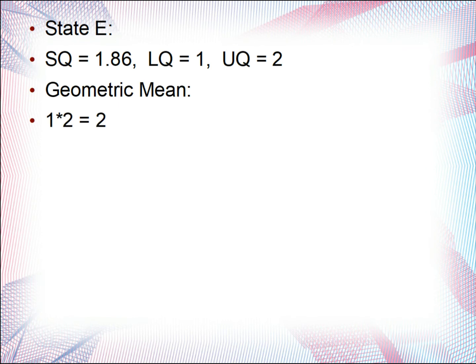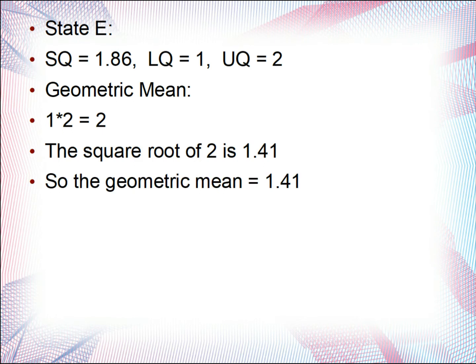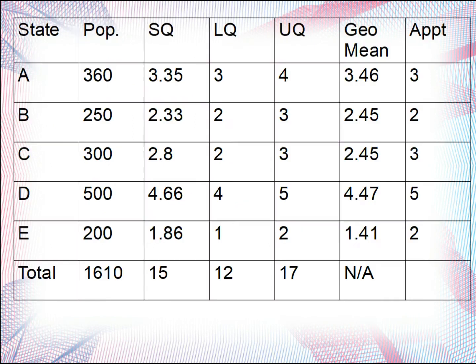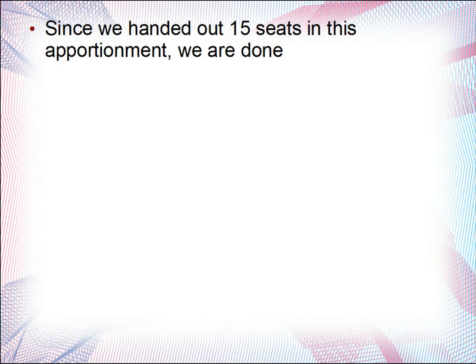So for state E, the standard quota was 1.87, the lower quota is 1, the upper quota is 2. Geometric mean, 1 times 2 is 2, square root of 2 is 1.41, so the geometric mean is 1.41. So the standard quota for state E is larger than the geometric mean, so we will give state E its upper quota of 2. So I've got the apportionments there, so the only thing that remains now is to add them up, and I get my grand total of 15. So since I had 15 seats to apportion out, we are done.